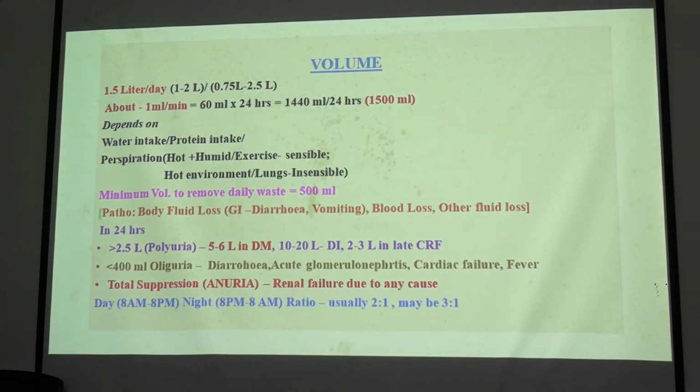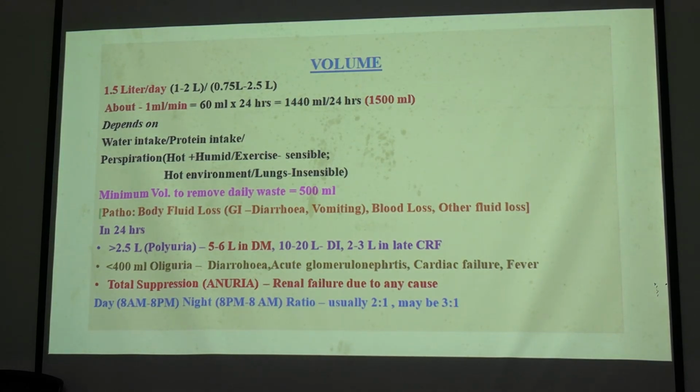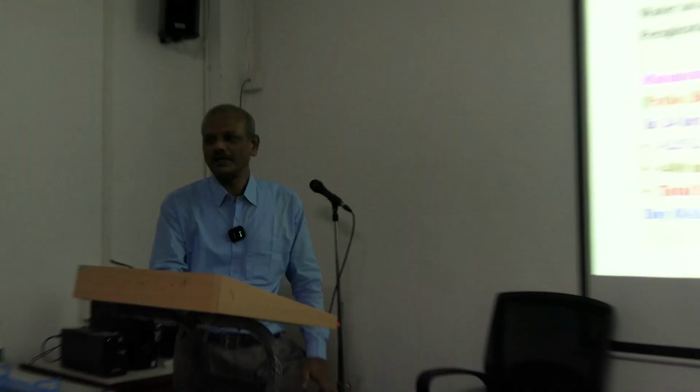Acute glomerulonephritis means kidney disease is there, the kidney is not able to function properly. Cardiac failure, the heart is not able to pump adequate blood, so proper blood pressure is not being maintained. And fever again, because of severe perspiration, just like summer.